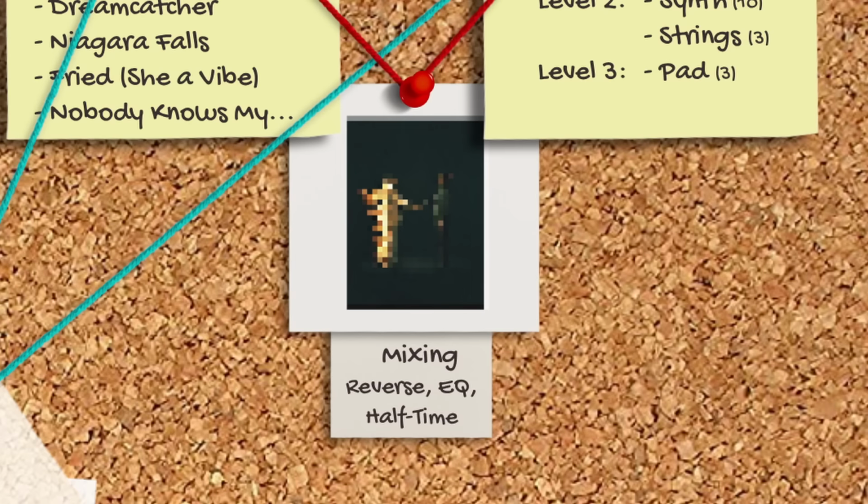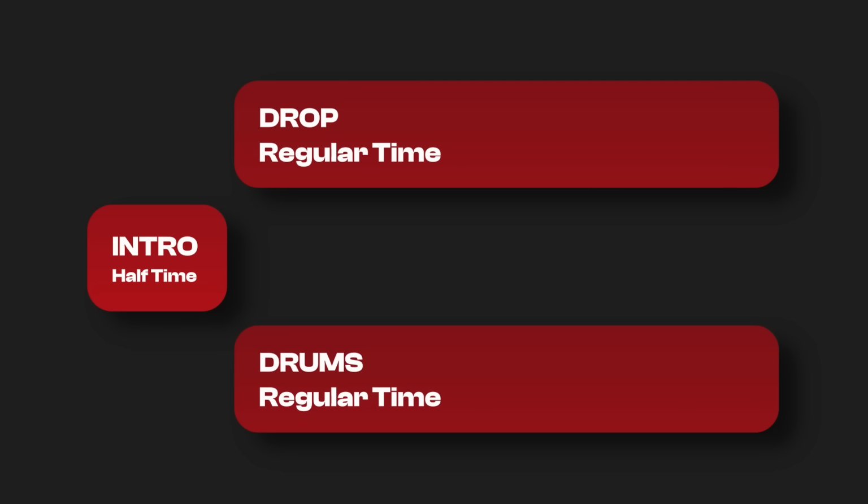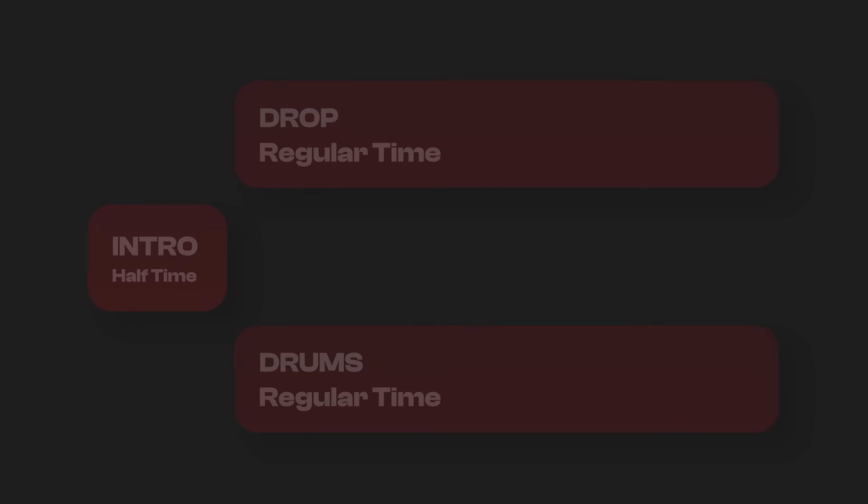And the last trick is halftime. This is probably the most obvious trick and is used primarily for intros. A good way to start a beat is simply by adding a halftime effect in the beginning and taking it out as the beat drops. And you can hear it, for example, in this song.